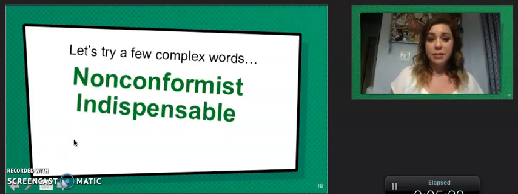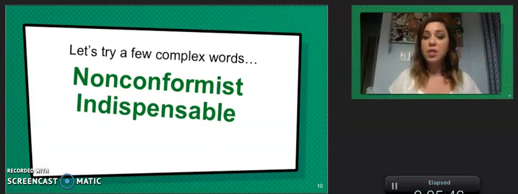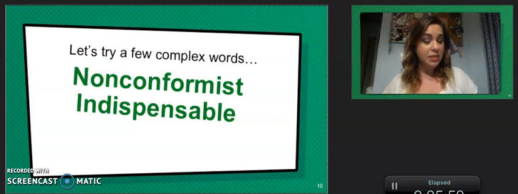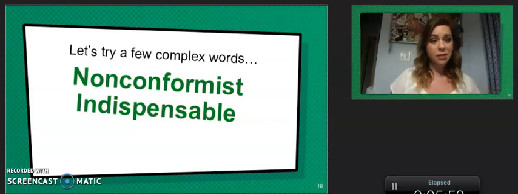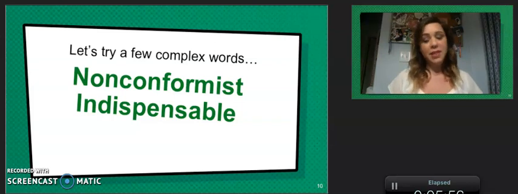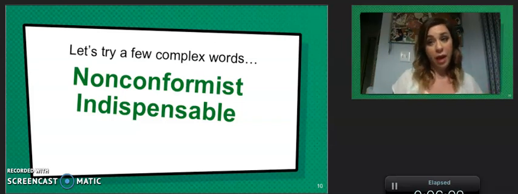Our next word is indispensable. So if you ran into this word and you weren't quite sure what it meant, you could break it down into its three pieces. In means not, dispense means to like throw it away, and able means able to. So if you took those three, broke it down, put it back together, we'd have not able to throw away, which really is what the word means in its more literal form.